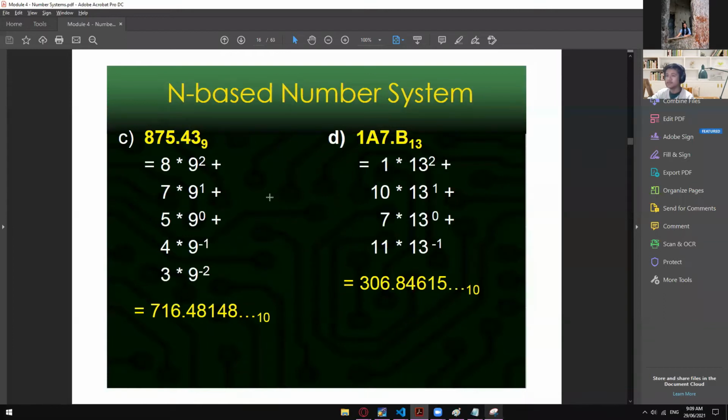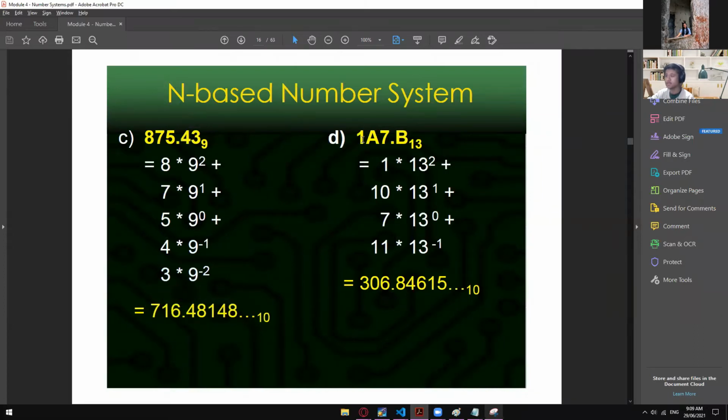Okay, so everything is pretty much the same. Okay, so more examples when it comes to n base. So we have base 9. Just arrange this one from top to bottom, 8, 7, 5, 4, 3. Starting from here is 0, incrementing, and then starting from here is -1, and then it's decrementing. Just add everything, you will get this one.